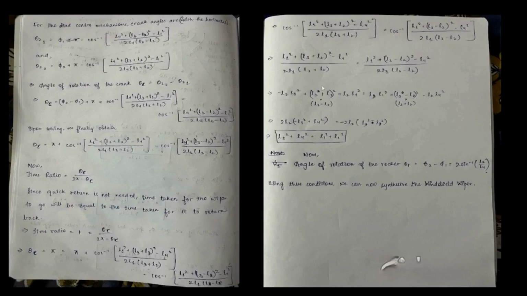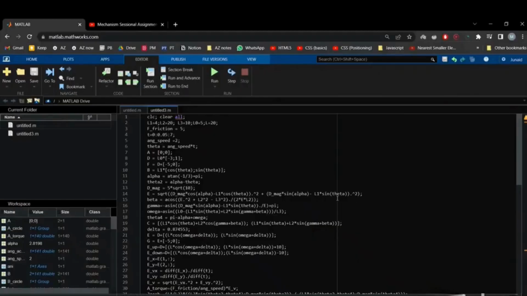Further simplifying these equations, we finally get a relation between the lengths of the links, which is given as L3 square plus L4 square is equal to L1 square plus L2 square. Using this relation, we can now synthesize the windshield wiper mechanism. And I will be explaining our simulation in MATLAB.